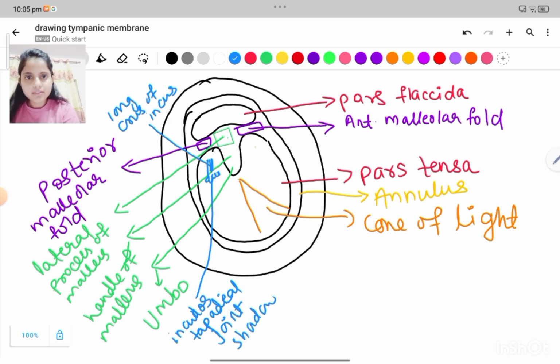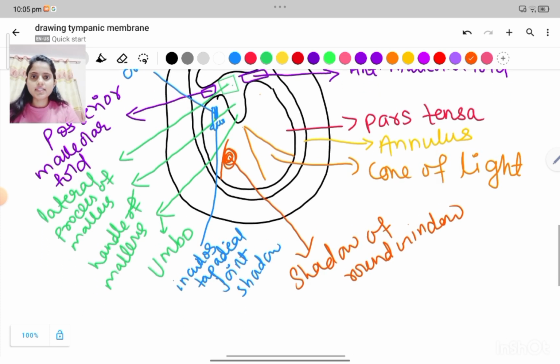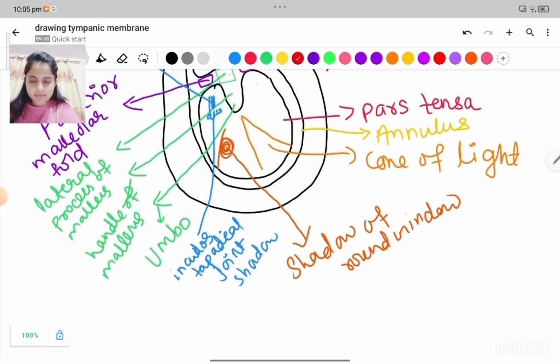And in the posterior inferior quadrant, we can see this is the shadow of the round window. So this is the right tympanic membrane.